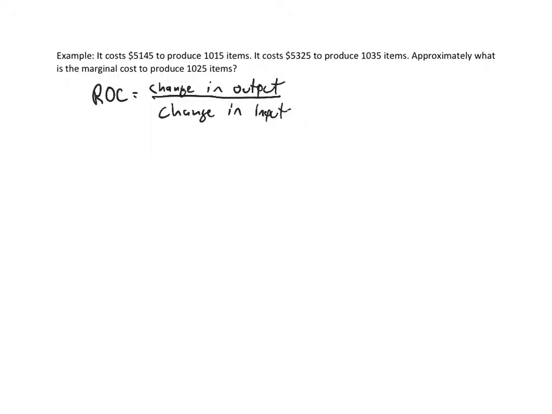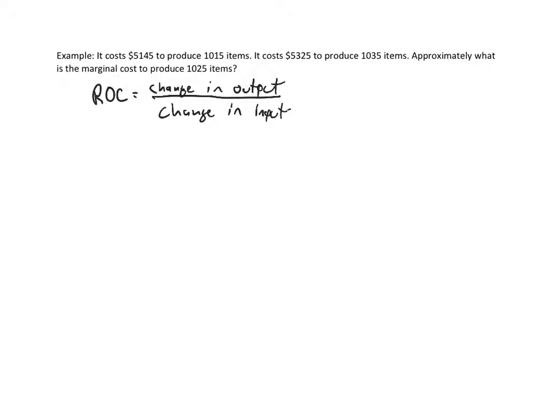So ideally, we'd like to be able to calculate the slope at a specific moment or the derivative at that moment. But sometimes, remember, we can't get that exact information, so we use an estimate by looking at the rate of change around it. So it costs $5,145 to produce 1,015 items. It costs $5,325 to produce 1,035 items. Approximately, what is the marginal cost for 1,025 items?